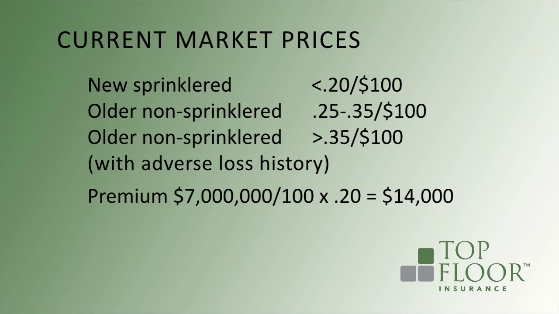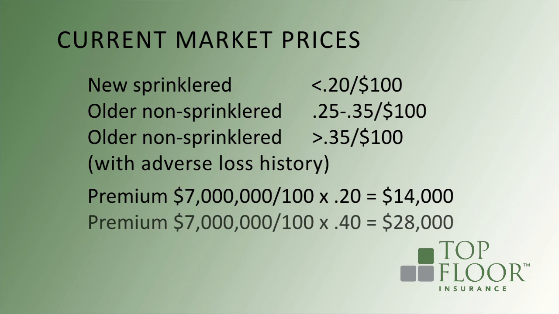We're not talking about liability or umbrella. Another example would be if you have a real older property that has a lot of problems, a 40-cent rate. That would be $28,000. So we're going to take all this and put it together in another video, but I just wanted to tell you those are the key metrics you need to know. You need to know what your total insurable value is. You need to know what your rate is. And now you can start comparing with other proposals and other competitors of yours.